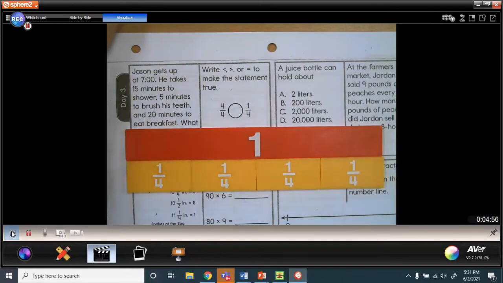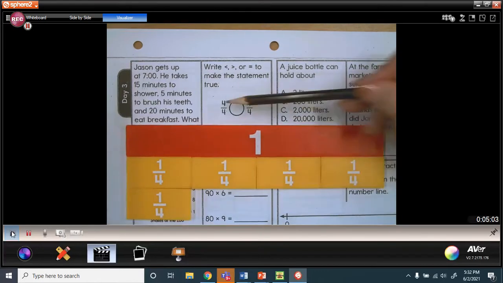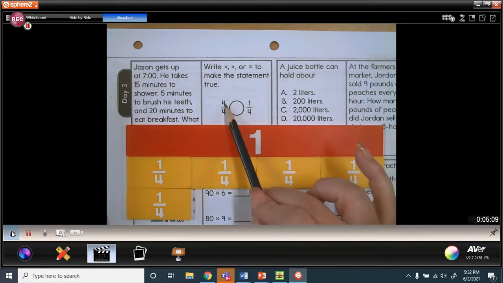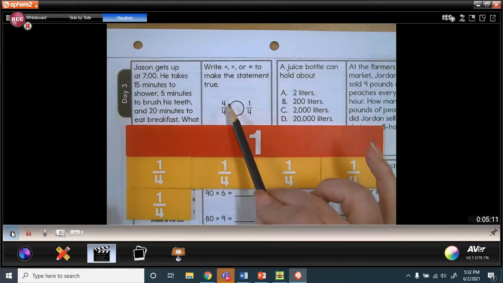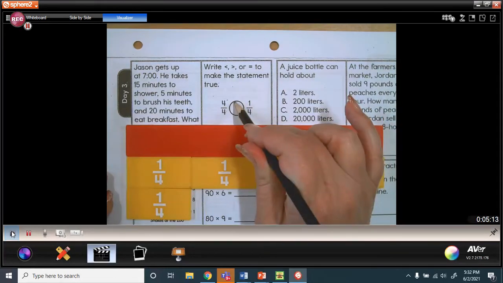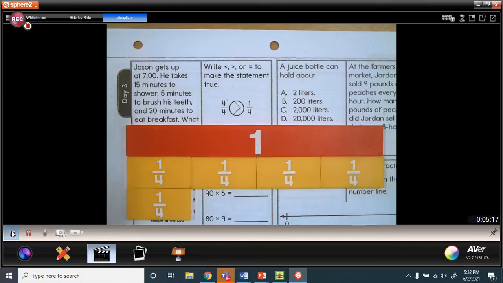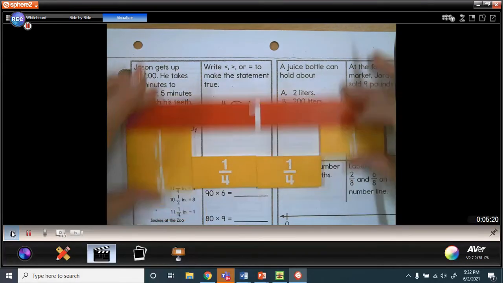Now, if I compare that to just 1/4, you can see that 4 of my fourths is going to be greater than just 1 of the fourths. So my numerator tells me how many of those parts I have. And so I have 4 fourths is greater than 1 fourth. Now that's using my fraction tiles or my fraction bars.